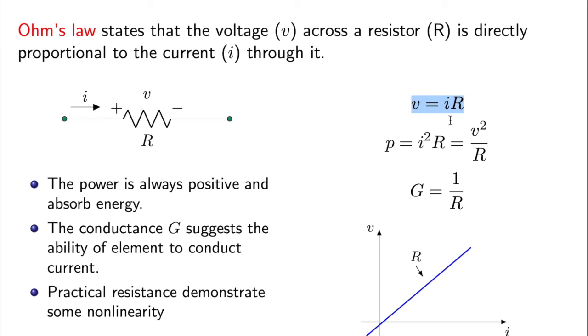The reciprocal of resistance is the conductance. Resistance is the property to resist the flow of electric current, while conductance suggests the ability of the element to conduct the current. We are considering linear elements, so for practical purposes they are taken as linear. However, some amount of non-linearity is always demonstrated in practical resistances.